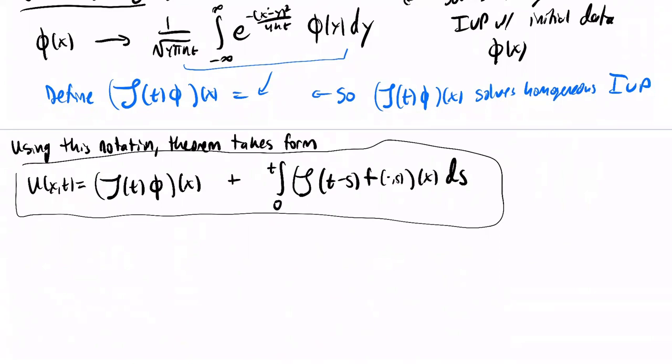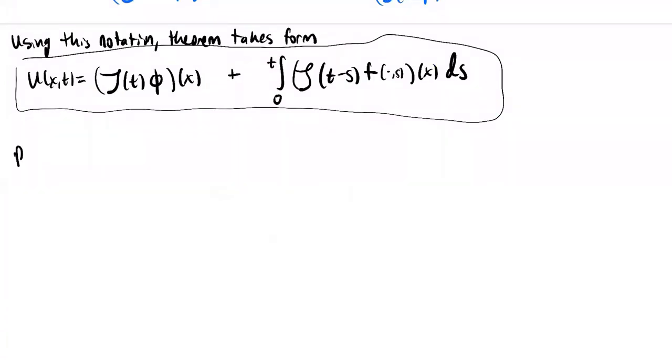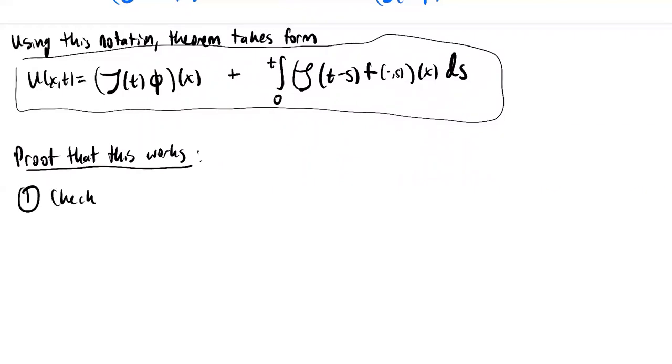And so what we want to do now is actually just prove that it works. So, proof that this works. And in this argument, hopefully you'll see why it helps to complicate the notation a little bit and introduce this notion of a solution operator. It streamlines the proof quite a bit. Okay, and so there are two things that we have to do. The first thing is to check the initial condition. And then the second thing we have to do is check that it actually solves the diffusion equation.